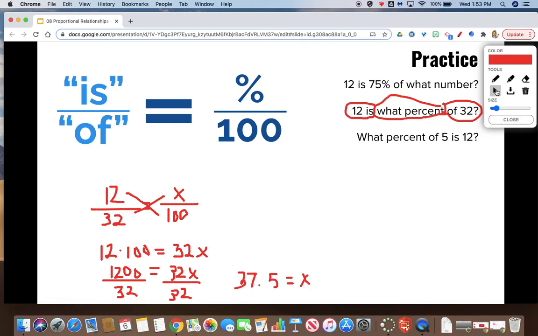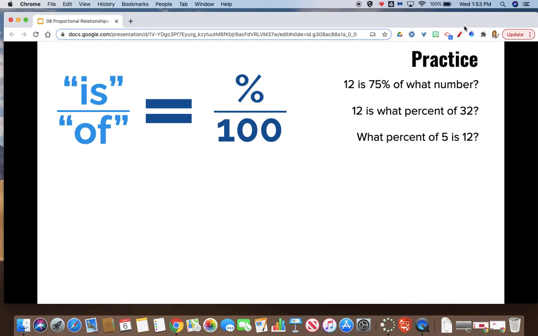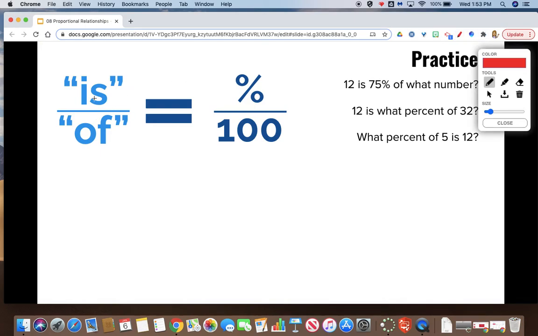Now we're going to look at some where the order just starts to get mixed up a little bit, but what we're going to do is continue to look for our signal words to help us, and continue using the setup is over of equals percent over 100. In this example, what percent of 5 is 12? I notice I'm missing a percent. I don't see a percentage sign, and my problem starts out by saying, what percent? That's a good indicator that we are missing the percentage. That's going to be our unknown.